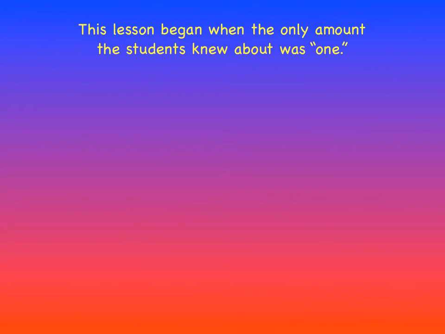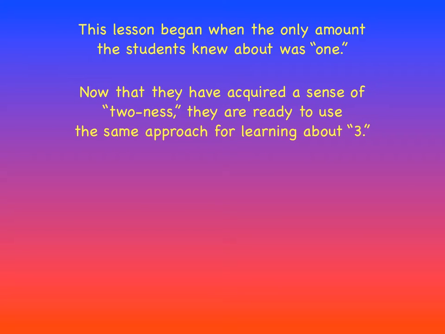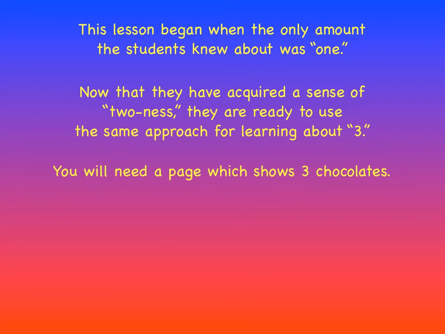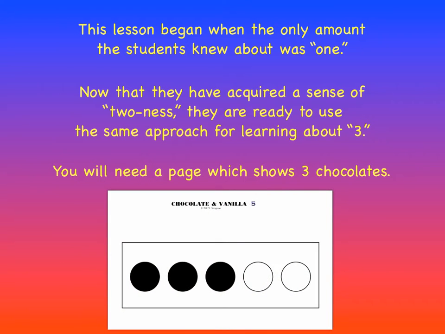This lesson began when the only amount the students knew about was 1. Now that they have acquired a sense of 2-ness, they're ready to use the same approach for learning about 3. You'll need a page which shows 3 chocolates and 2 vanillas.